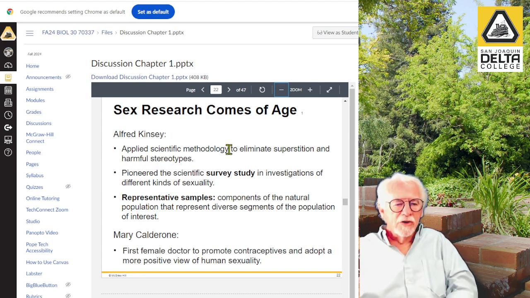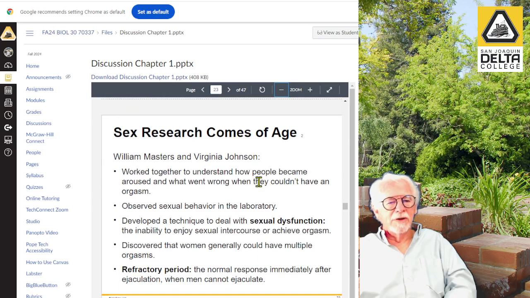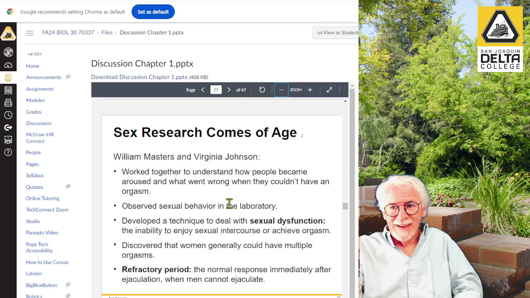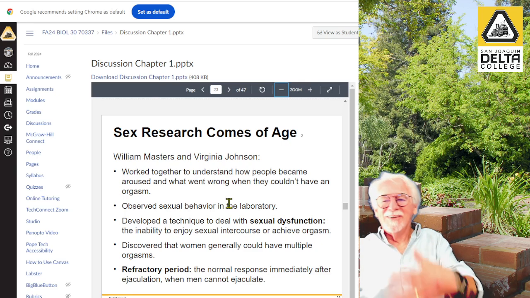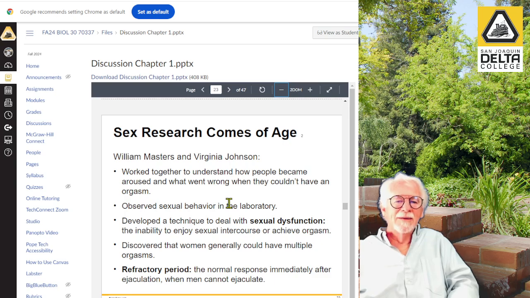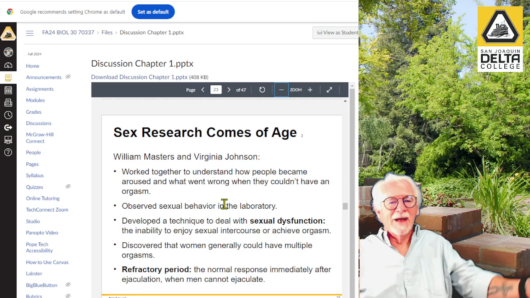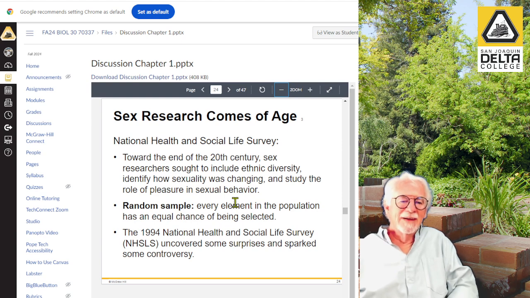So Kinsey started doing surveys and getting samples of people and getting information that way. Then Masters and Johnson, like, these are the people. They observed sexual behavior in the laboratory. Like literally, they got people to volunteer to have sex connected to electrodes and all types of things. And they watched and they recorded the body. Like, would you be willing to do that? They got people to do that, right? And they learned a lot. Like, this is how you get excited. This is how the whole sexual cycle works. It's incredible. We still do a lot of surveys, right?